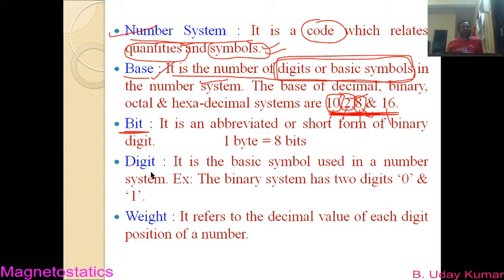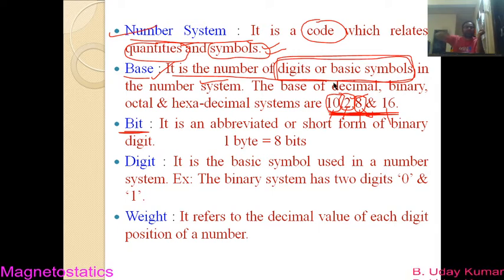Similarly, coming to the digit. So what is a digit? It is the basic symbol used in a number system. So we already tried to understand what is a basic symbol or digit, right? That means, for example, in case of the decimal number system, 0 is written like this.